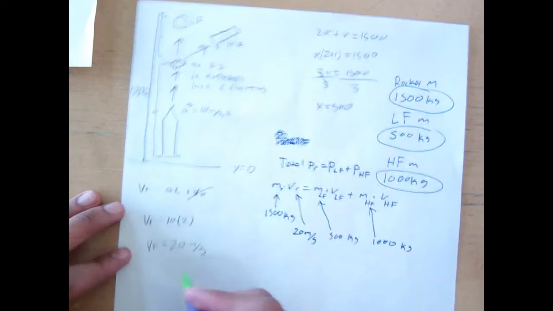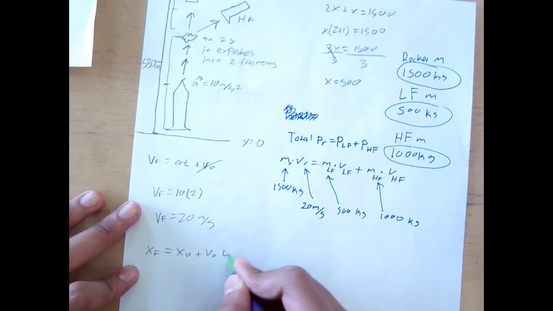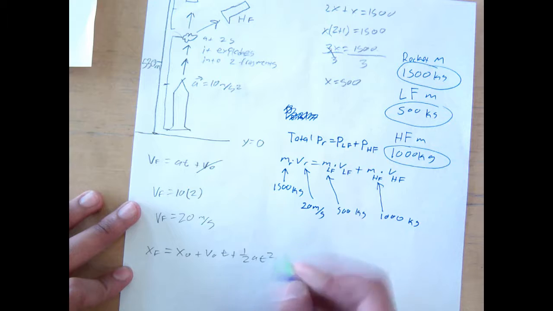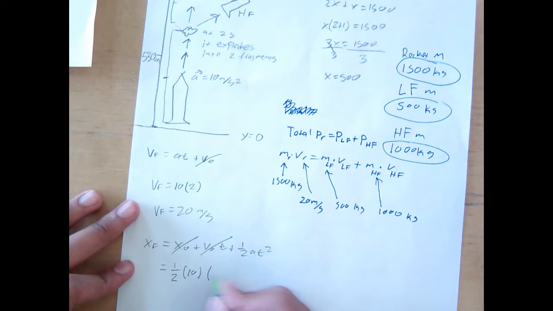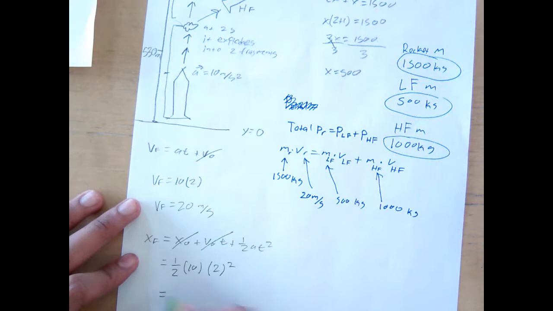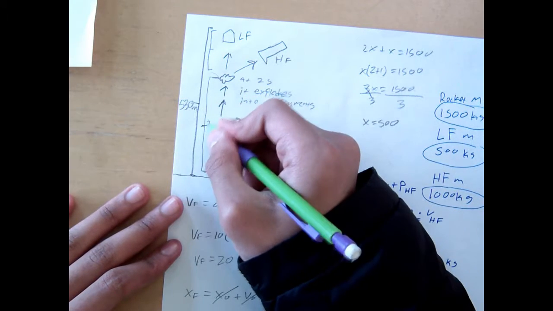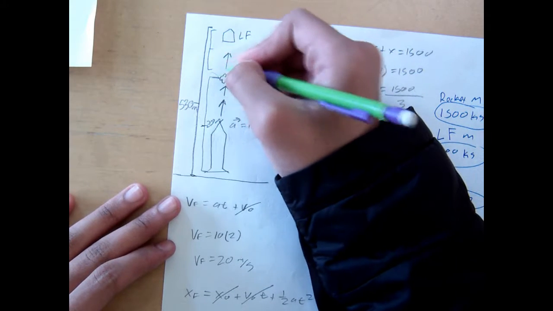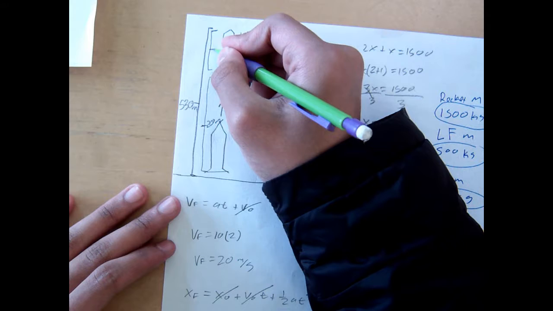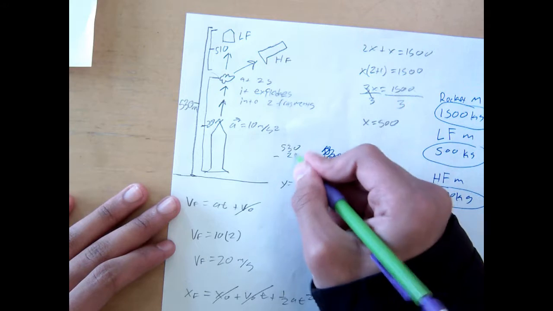So to find this distance, we would use x final equals x initial plus velocity initial times time plus 1/2 a t squared. Both of these are 0. We end up with 1/2 times 10 meters per second squared times 2 seconds squared. That equals 20 meters. So the rocket travels 20 meters before blowing up, and that would mean the distance from the explosion to the max height of the lighter fragment would be equal to 510, because 530 minus 20 equals 510.